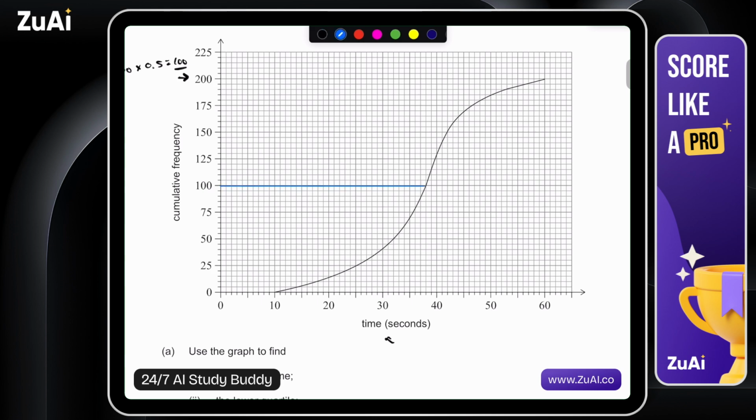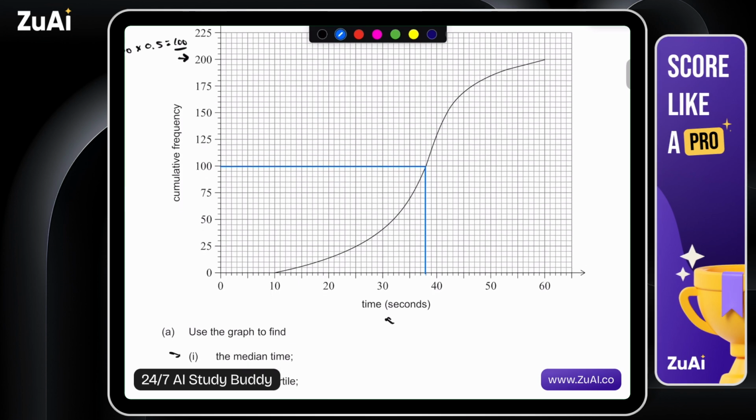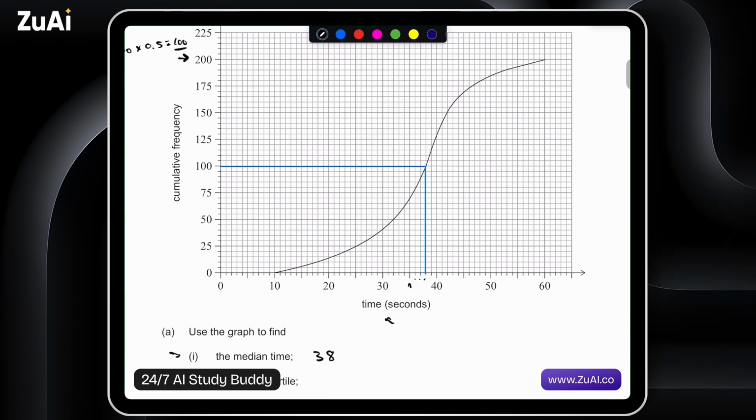So let's go. Sometimes on the mark scheme, the margin for error is pretty small, so I'd encourage you to use a ruler, almost certainly. Okay, so let's see what this value is for the median. This would be 35, 36, 37, 38. Median time is 38.